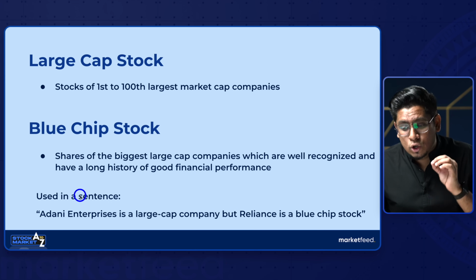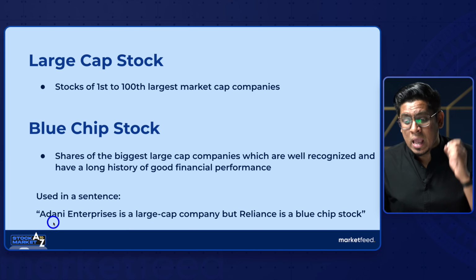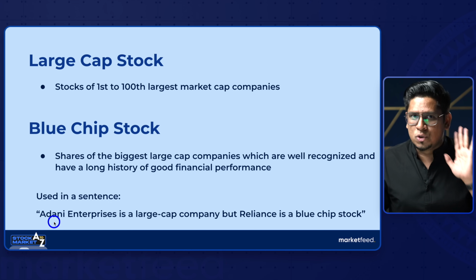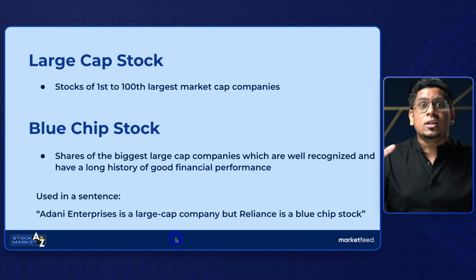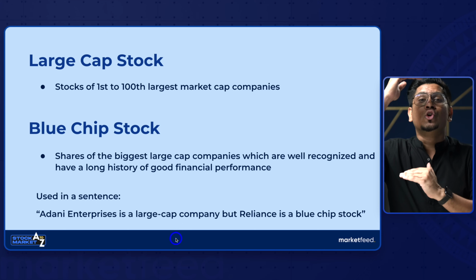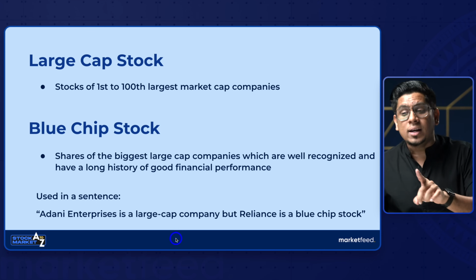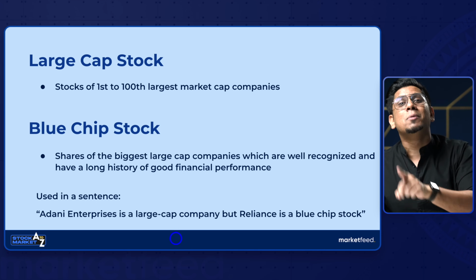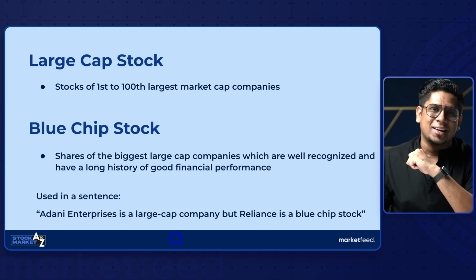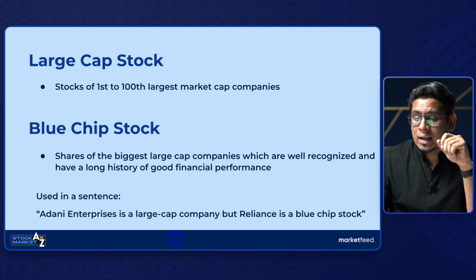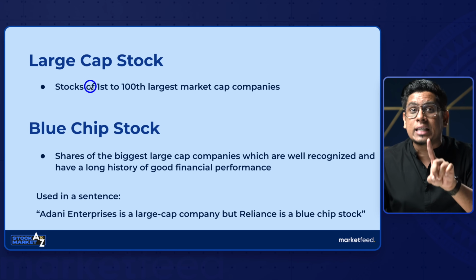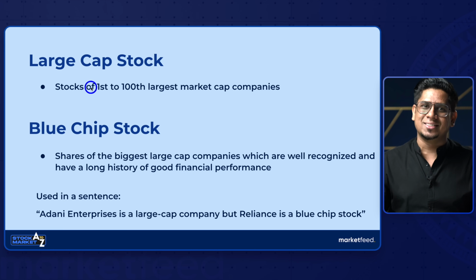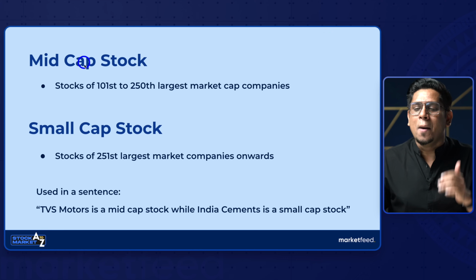Now, if you read it used in a sentence here, you'll understand better. Adani Enterprises. You have all heard about Adani Enterprises. Adani Enterprises is a large cap company because it is among the top 100 listed companies in India. But Reliance is a blue chip company or a blue chip stock. What you can easily understand is that all blue chip stocks are large cap stocks, but all large cap stocks are not blue chip stocks. Cool? Then let's move ahead and understand mid cap stocks.